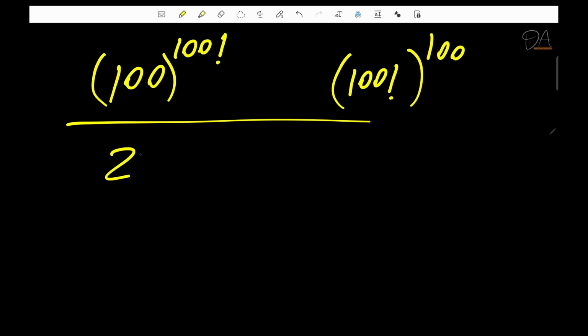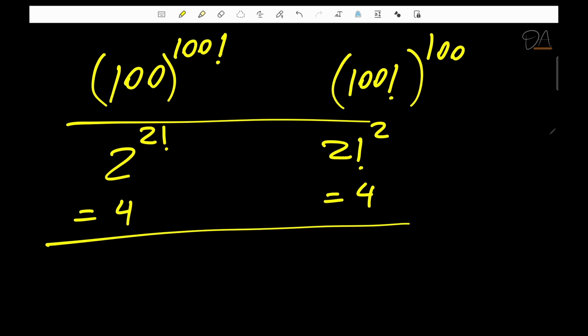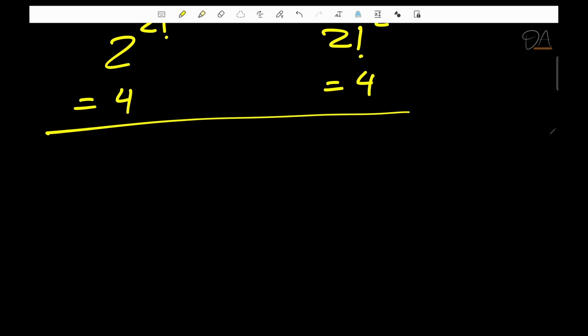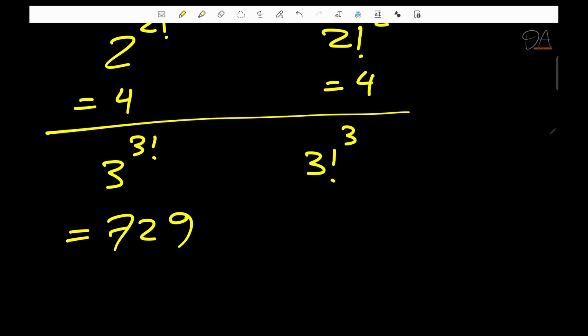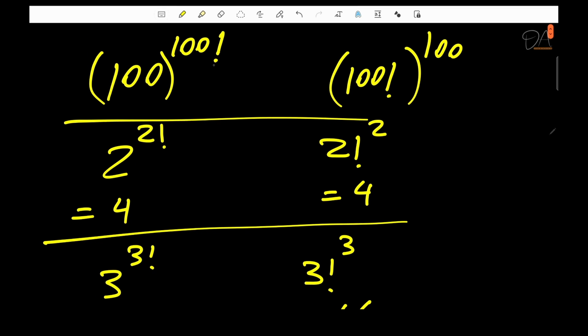So if we try 2 to the power 2 factorial, 2 factorial is 2, so this is simply 2 to the power 2, which gives us 4. On the other side, if we have 2 factorial squared, this is again 2 to the power 2, giving us 4. So these are equal. Now let's try something else, maybe 3 to the power 3 factorial and 3 factorial to the power 3. 3 factorial is 6, and 3 to the power 6 gives you 729. And here 6 to the power 3 gives you 216.